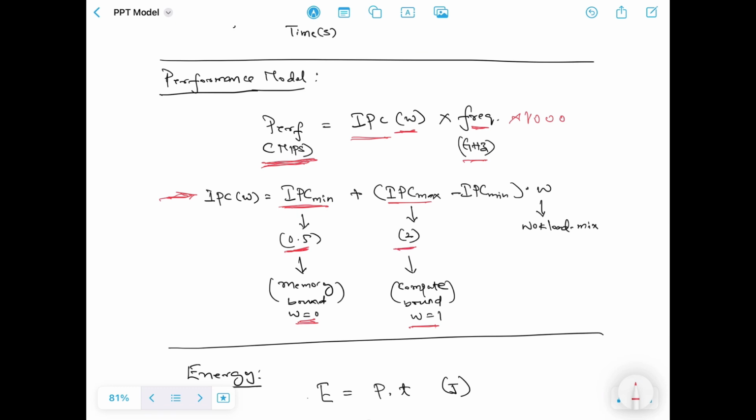So this way we shift the workload between memory and compute with this workload mix, and that goes into here, and we will calculate the performance, which is just a simple arithmetic calculation.